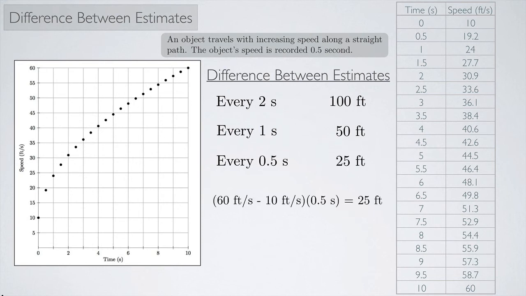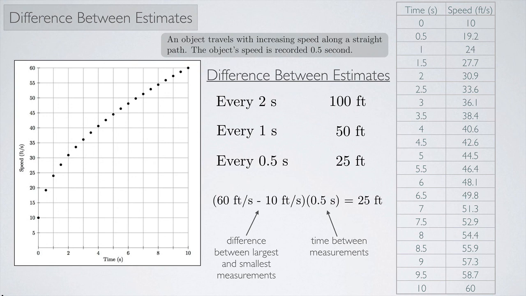Let's figure that out. So if we look at the difference between the largest and the smallest measurement, so that's 60 minus 10, this part right here, that's the difference between the largest and smallest measurements. And then we multiply that by the width, which in this case would be the time between each measurement, that's half a second. And if you multiply those things together, you do indeed get 25 feet.